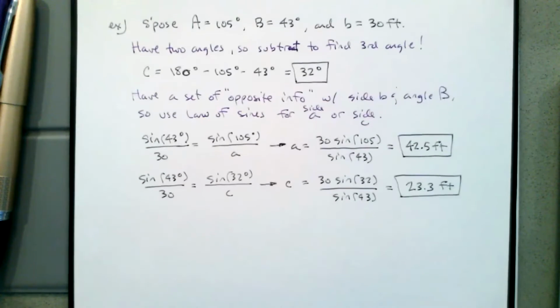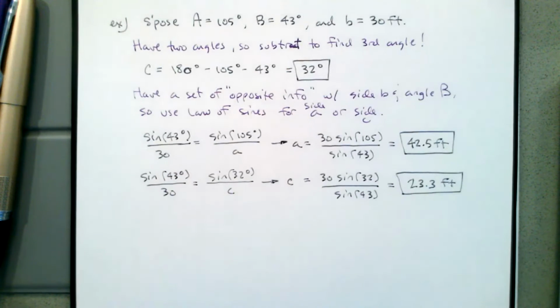In this problem, I chose to use 43 degrees and 30 feet because none of that information has been rounded off. Once I have come up with 42.5, that's been rounded off. I could use it to solve for side C, but I'd rather use the information that was given. Use as much given information in any calculation as possible. So we could, at this point, once we have A, use 105 degrees and 42.5 feet to solve for C.